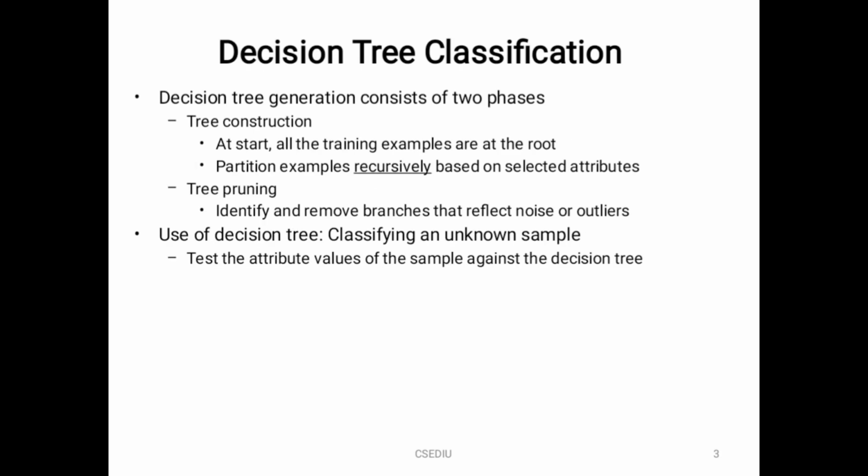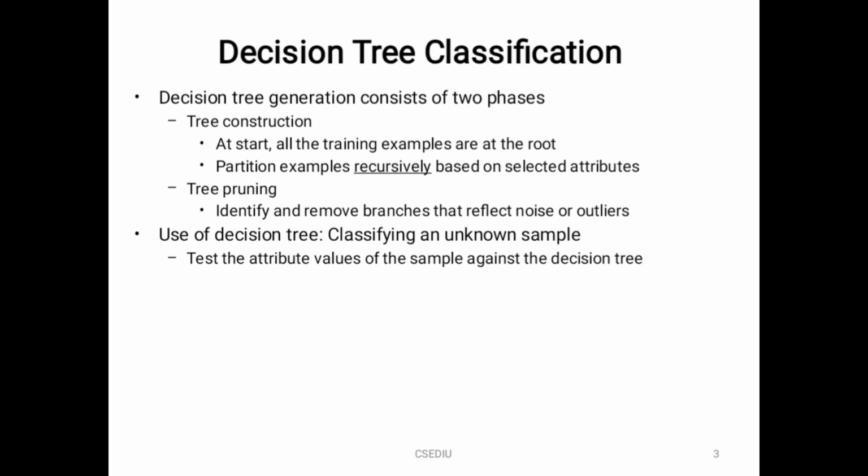Then decision tree classification. There are two types of decision tree classification. One is tree construction, and the other is tree pruning. Tree construction involves building the decision tree by recursively partitioning the training data on some selected attribute. For example, information gain and Gini impurity split the data into subsets.